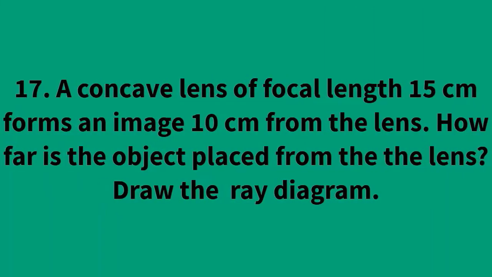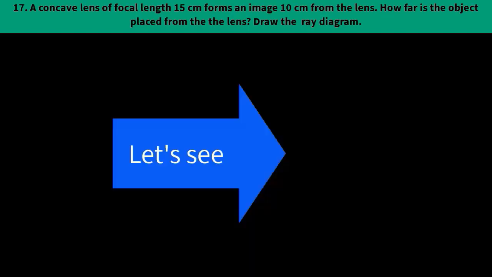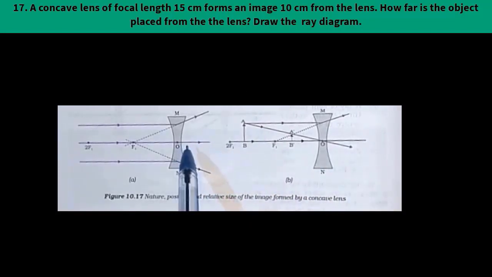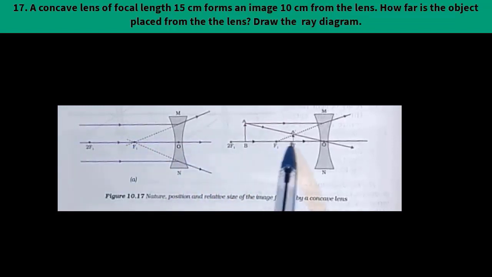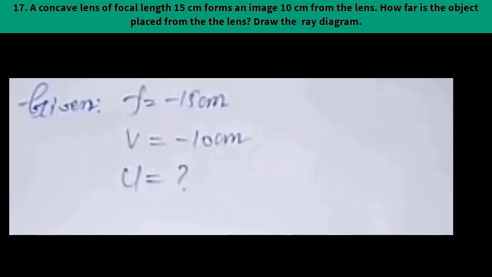So in question number 17, we have a concave lens of focal length 15 cm and the image distance is given as 10 cm. So we have to find the object distance. So given, why is everything minus? Let's see. Now this is the concave lens diagram. In a concave lens diagram, we'll see that the image is forming on the left hand side. So the focal length is on the left hand side, and the image distance is also on the left hand side. Whatever lies on the left hand side should be negative. So that's why the given things are negative.